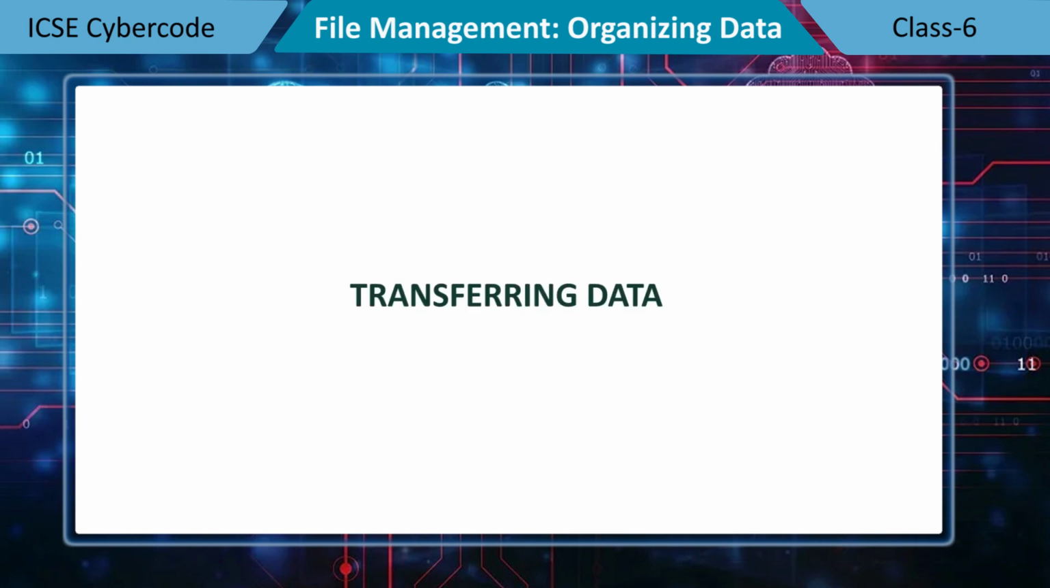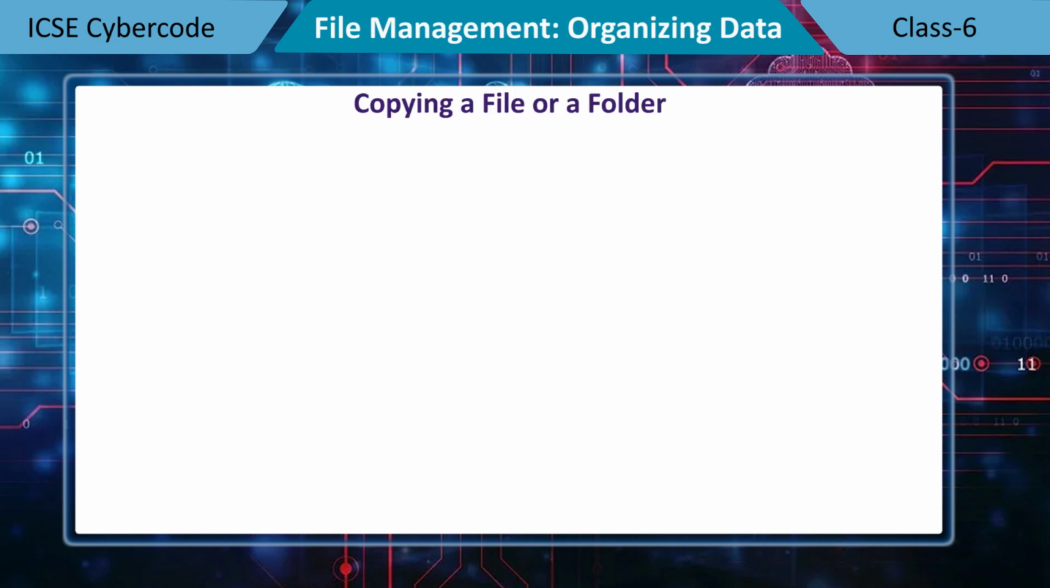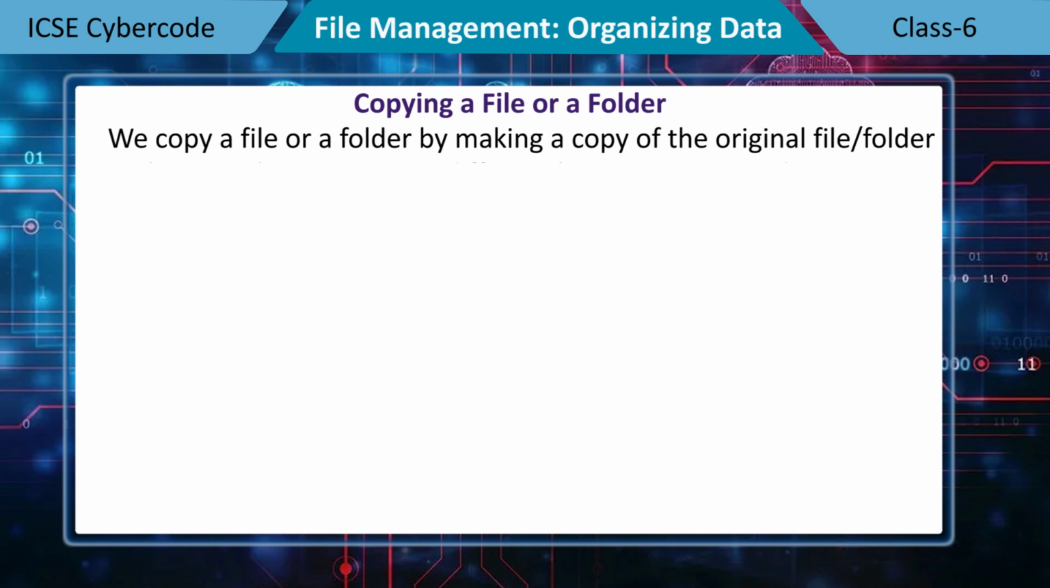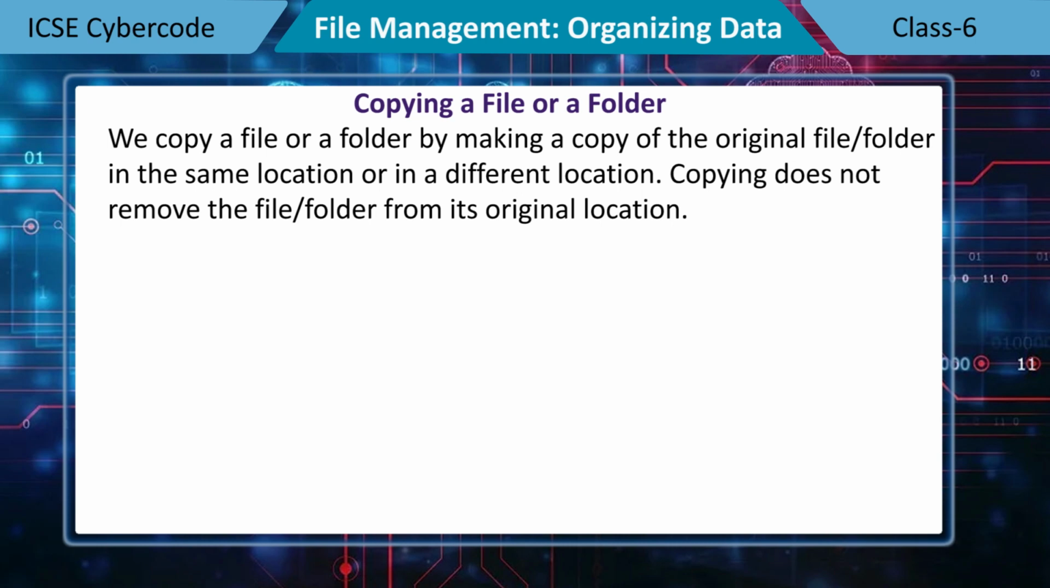Transferring data. We can transfer the data from one location to another in the computer system, or we can transfer the data from one device to another. Copying a file or a folder. We copy a file or a folder by making a copy of the original file or folder in the same location or in a different location. Copying does not remove the file or folder from its original location.